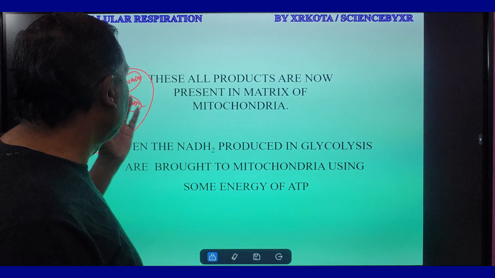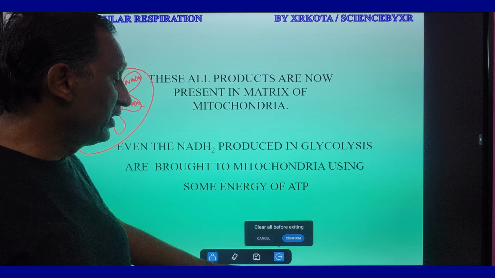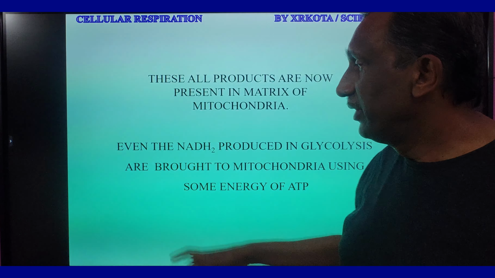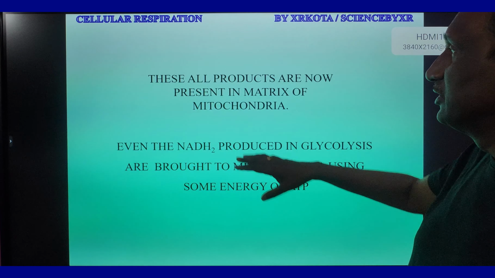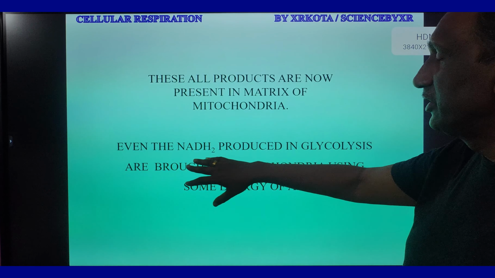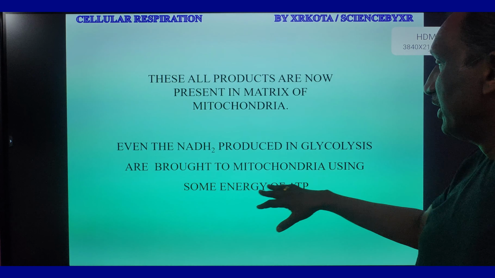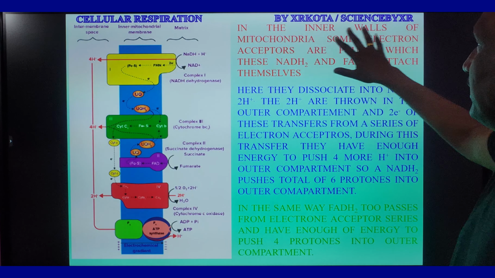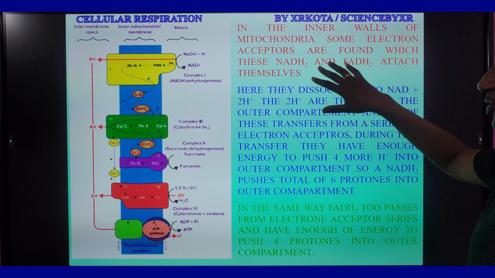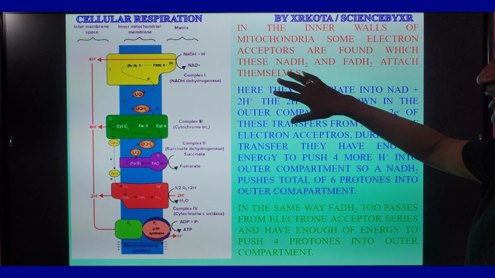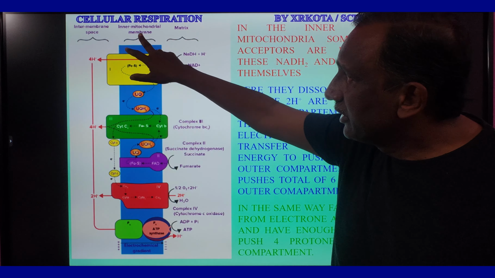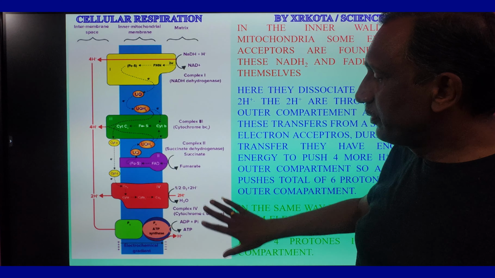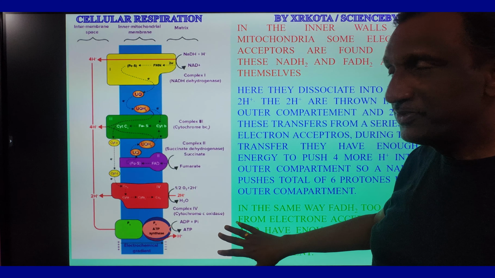But what will happen to this NADH2 and FADH2 which are collected in the matrix of the mitochondria? So अब इनका क्या होना है? So these all products are now present in the matrix of the mitochondria. Even NADH2 produced in the glycolysis will be brought here. तो अब हो रहा है in inner walls of the mitochondria there are some electron acceptors. तो ये inner membrane है. देखिए क्या लिखा है, intermitochondrial membrane. Okay, this is the matrix where the process of aerobic respiration, the Krebs cycle took place.